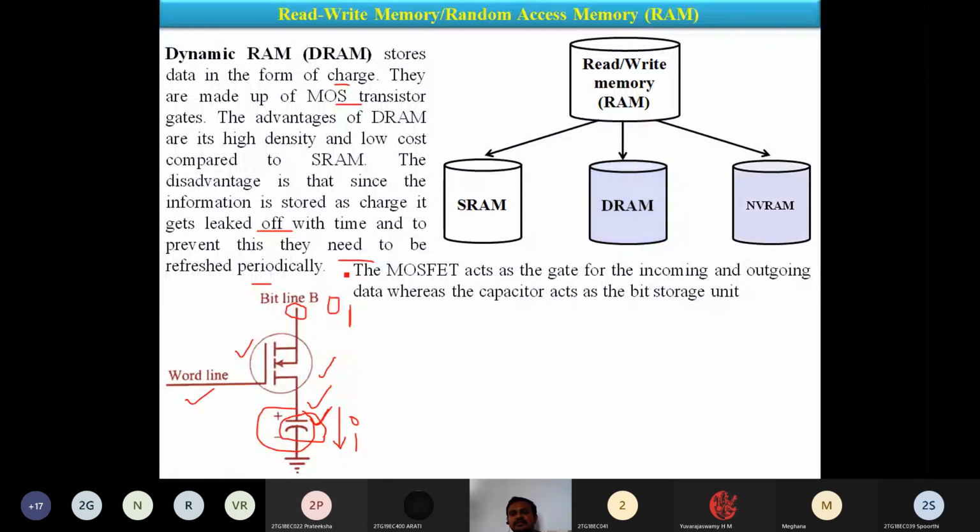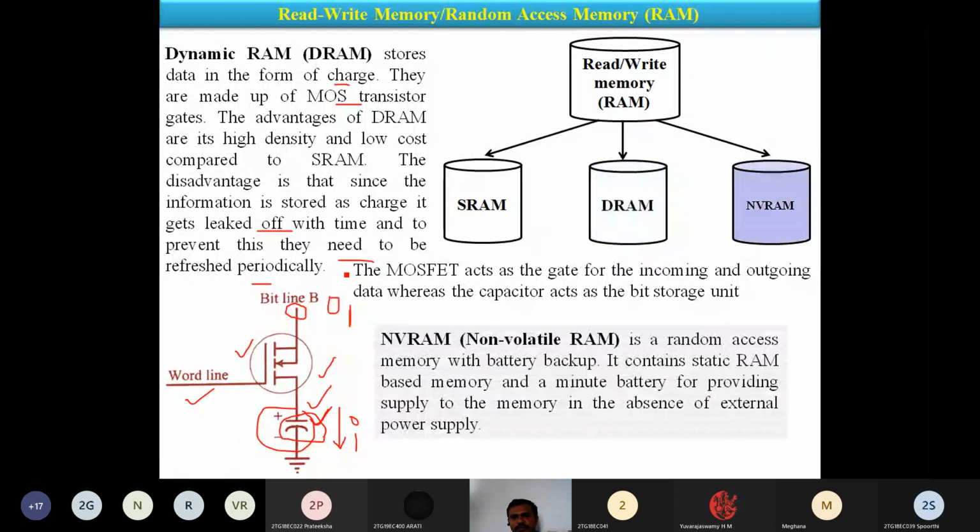Then the last one is NVRAM. As I discussed in the previous ROM concept, what is this NVRAM? It is a part of this RAM, which means if the power goes off, all the data would normally be removed. But it should not be removed. It should be stored permanently. So it uses an extra battery. Okay, it is with battery backup, so that even when the power is off, the memory keeps the data as it is. Okay.